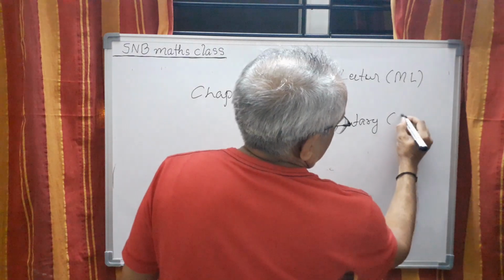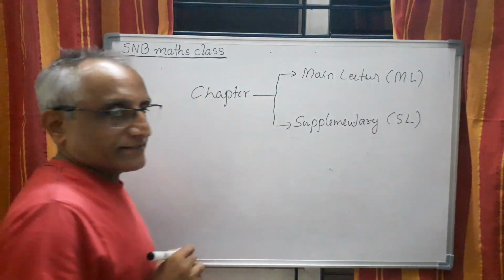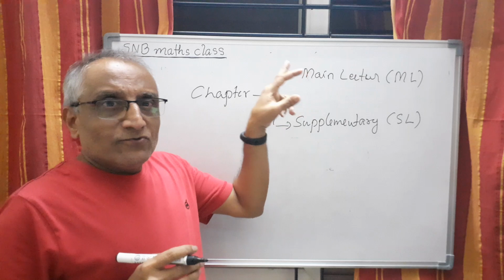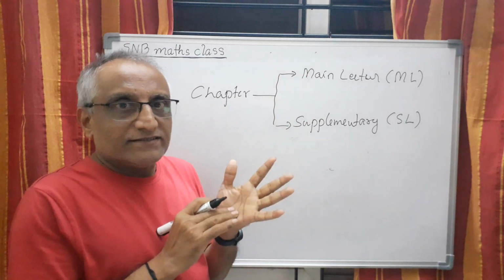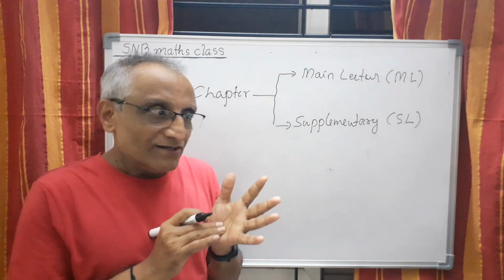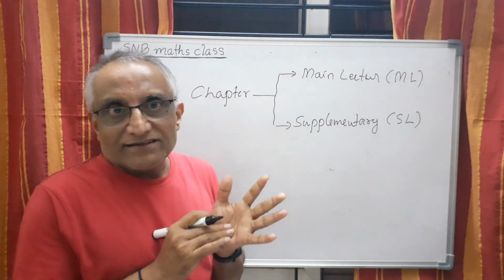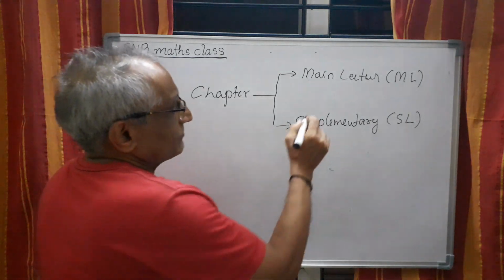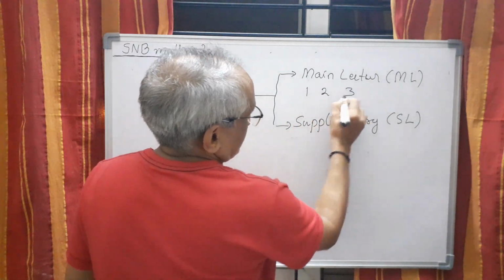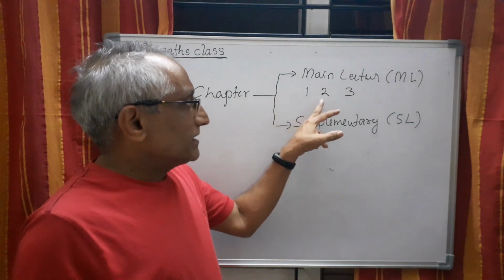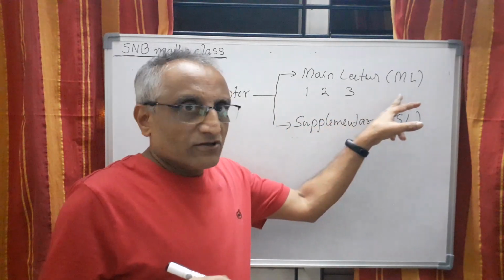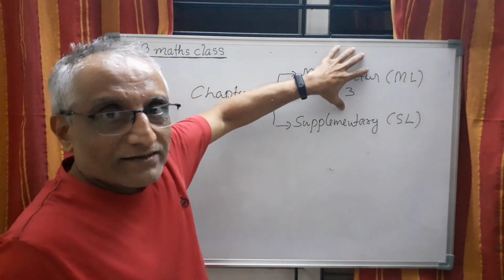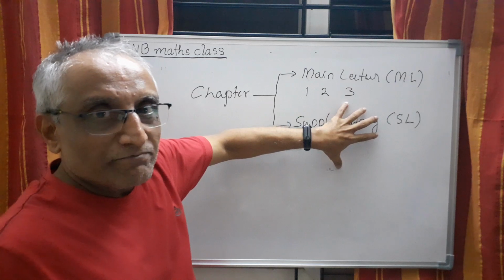So this is SL. I will call it shortly SL. What is the difference? In the main lecture, in every chapter, I will be discussing the concepts first, because once the concepts are clear, solving problems will not be a challenging thing for any student. Therefore, here what I do is 1, 2, 3. For example, ML1, ML2, ML3, etc. In the sequential order, I will upload the lessons. So, if you understand this one, this becomes very simple.